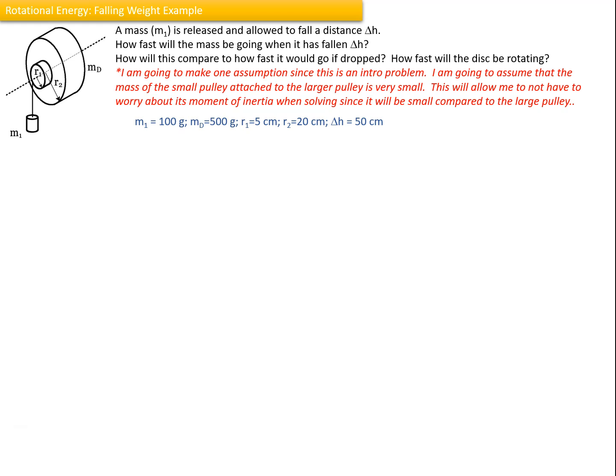So again, we're going to start with our generic conservation of energy equation. At the top, nothing is moving, so we just have some potential energy, at point 1, before the mass is dropped. And that is going to turn into kinetic energy of the mass plus rotational kinetic energy of the pulley as it goes down. Now again, we have to use a couple of terms.